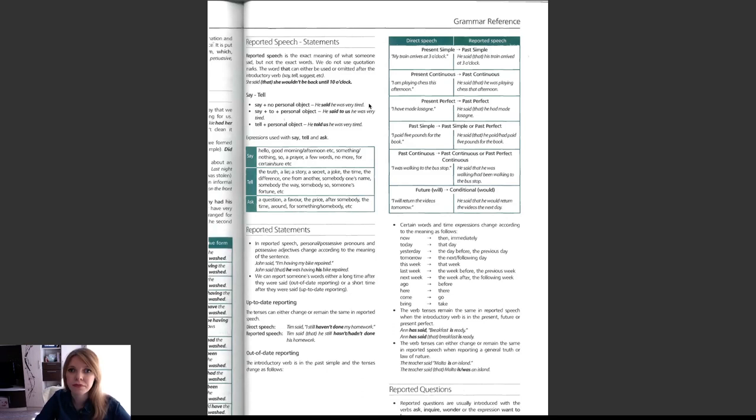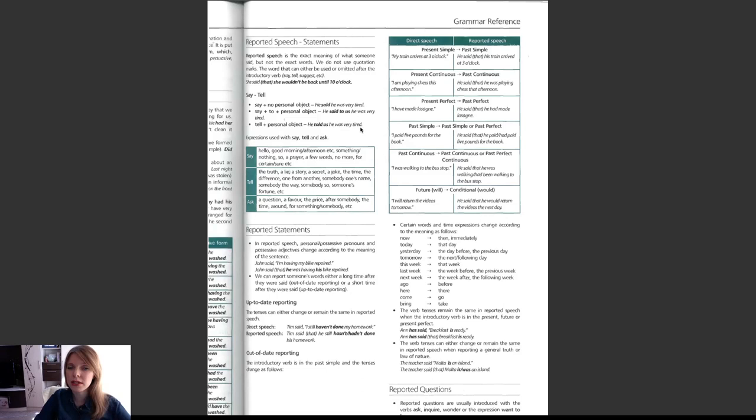Но если мы указываем все-таки адресат, кому направлено данное высказывание, соответственно, после глагола say нам в обязательном порядке необходимо использовать предлог to. Say plus to plus personal object. He said to us he was very tired. Немного по-другому обстоит ситуация с глаголом tell. Глагол tell требует после себя прямого дополнения без каких-либо предлогов. Tell plus personal object. He told us he was very tired.